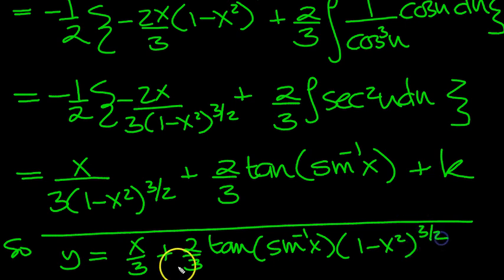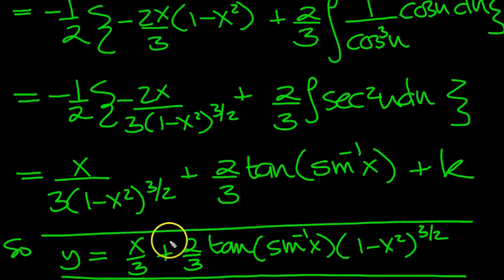To the 3 over 2. Bit of a rigmarole, that one, wasn't it? But I think we got there in the end with the explicit solution. Plus k, wasn't it? Sorry. And it would be (1 minus x squared) to the 3 over 2. There we go.